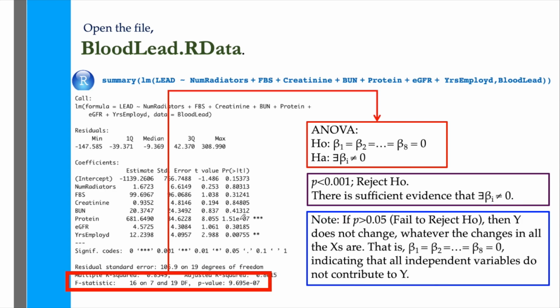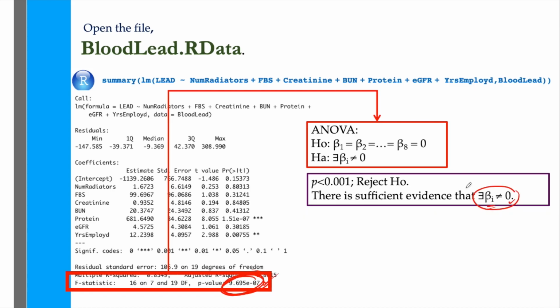Note that when the p-value here is greater than 0.05, we're not going to reject the null. Then we claim that beta 1, beta 2 up to beta sub 7 is 0, meaning there is no predictor found for y, in this case, blood lead. Now, what are the predictors of blood lead? We're going to take a look now at these individual tests.